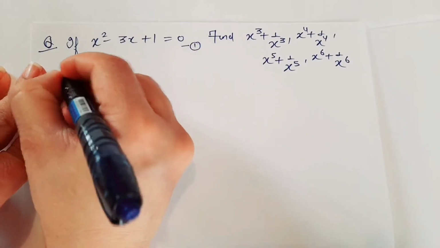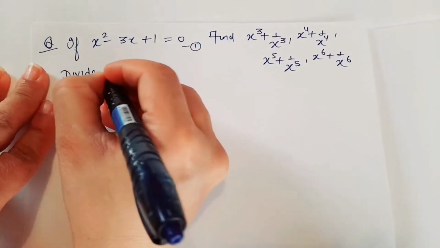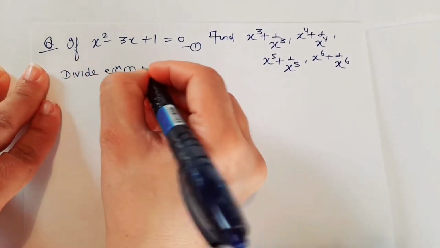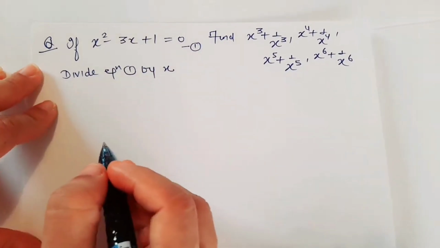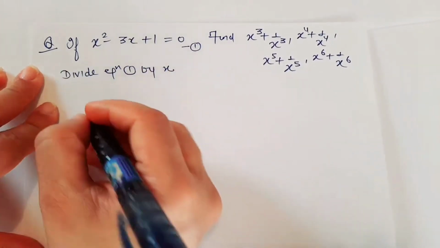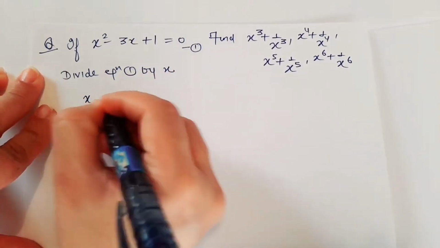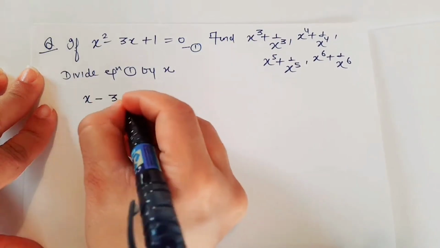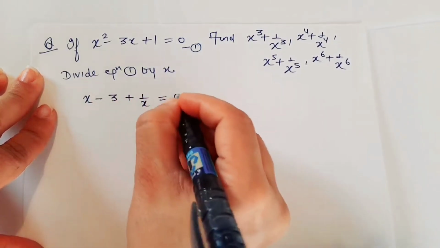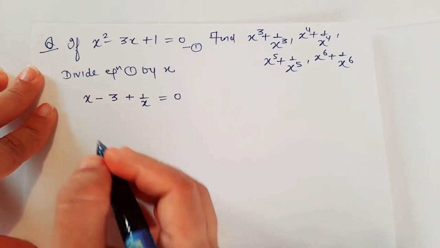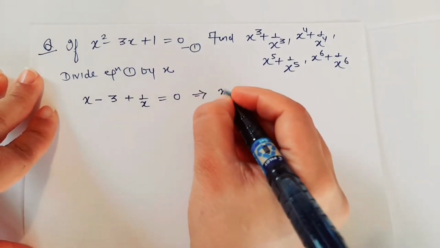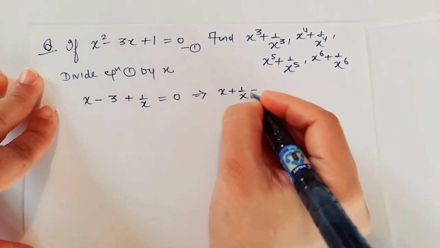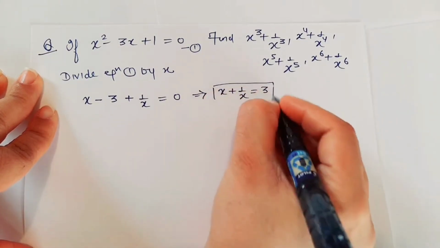Now divide equation 1 by x. So we can divide this equation by x. What will we get? We will get x minus 3 plus 1 by x equal to 0. So this is how we get x plus 1 by x equal to 3.